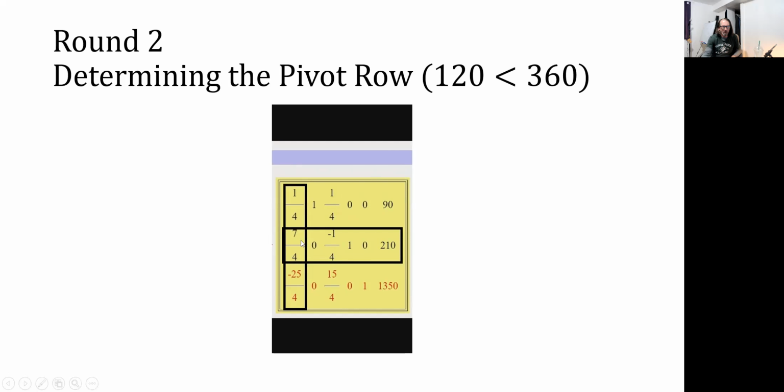So here is our new objective row. We're going to turn that 7/4 into a 1, and that's going to be by multiplying by 4/7. Going to multiply all of row 2 by 4/7 to get a 1 there. And then we'll take -1/4 of row 2, add it to row 1, so that we have a 0 here. And 25 quarters positive times the row 2 we get once we have a 1 there. Multiply it by 25 quarters and add it to row 3.